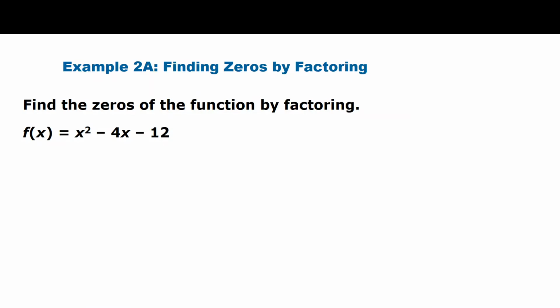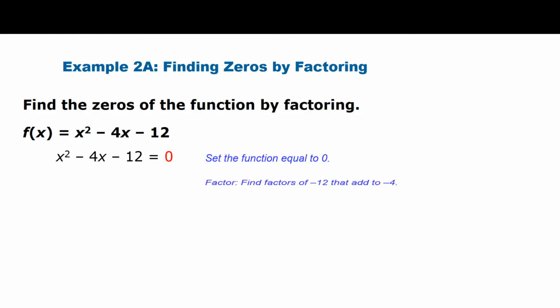Let's try this example. Find the zeros of the function by factoring. So the first thing we want to do is go ahead and change it from x squared minus 4x minus 12 to set it equal to 0. So there we have x squared minus 4x minus 12 equals 0. The next thing we want to do is to factor. And to factor, we're going to find factors of negative 12 that add to negative 4.